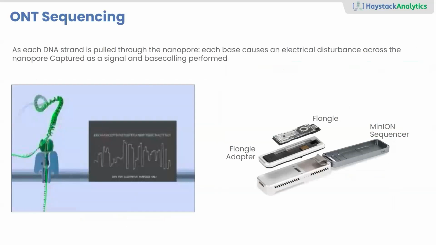So this is the ONT sequencing, and each DNA strand is pulled through the nanopore. Each base causes an electrical disturbance across the nanopore, which is captured as a signal, and base calling is performed. Next.